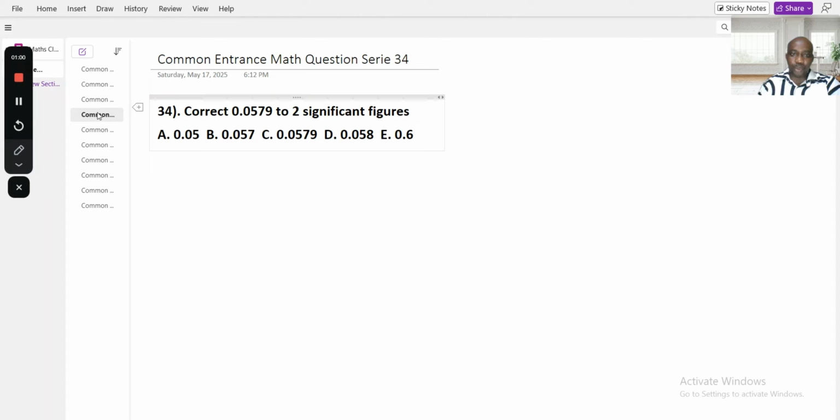Convert 0.0579 to two significant figures. Most of the students make mistakes on this. This is two significant figures, not two decimal places. Let me write it out. 0.0579. The question said two significant figures, not two decimal places. If it is two decimal places, you just count two digits, 0.05. That's two decimal places. But this question is saying two significant figures.